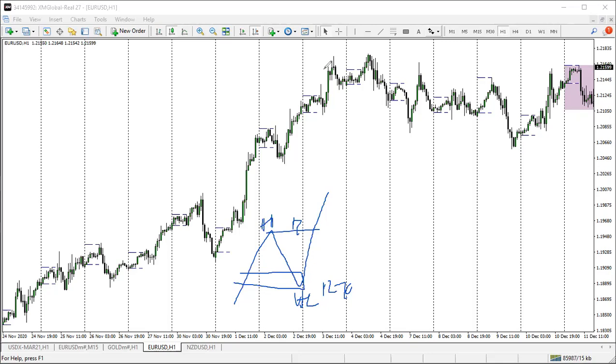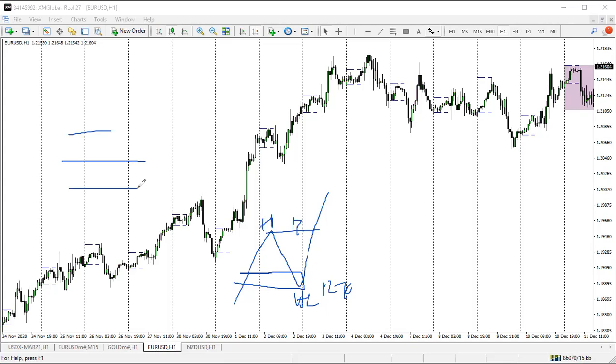Okay. I want to know, do other pairs respect the order block, or some do not respect the order block? They all respect order blocks. The only difference is some respect the wick of the order block. Some respect the body. Some respect the equilibrium more. So this is why you need to back test.